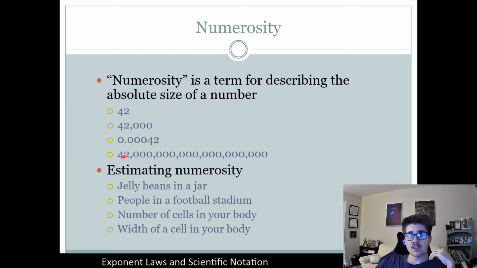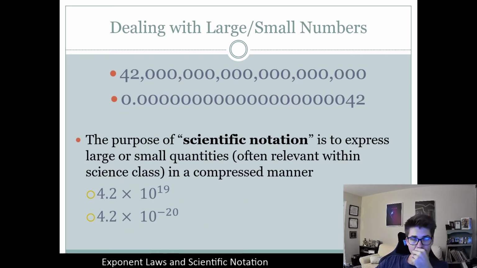And obviously one of the weaknesses to really big or really small numbers is that if I'm trying to write out an equation or do math, it's really impractical because of how long it takes to write the number out. And so numerosity is just a term for how big is a number, and scientific notation is a way of trying to extract the numerosity from a number itself. And scientific notation is how we do that.